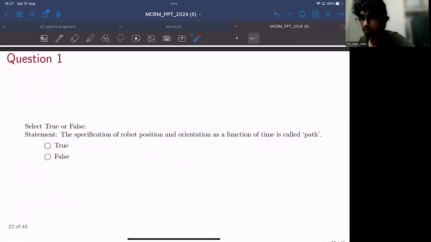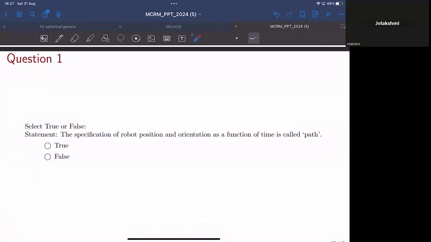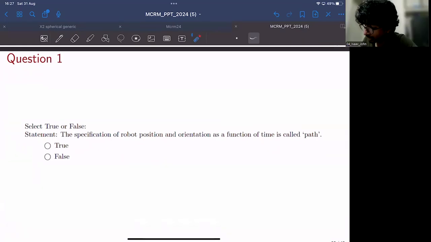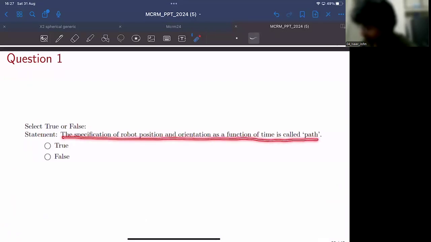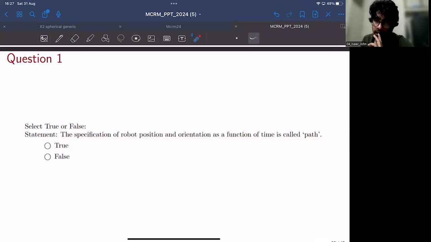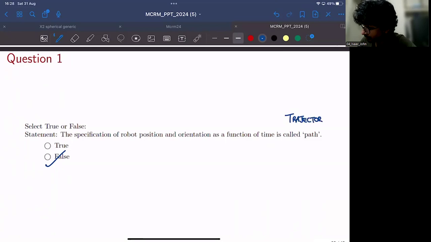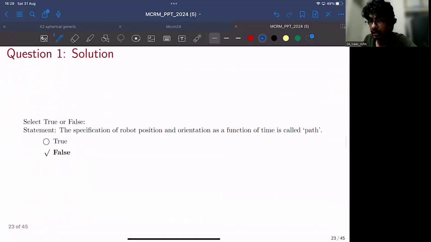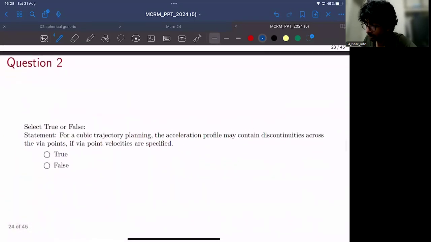We have 12 questions, so most of them are pretty much non-numerical. So the first question is: the specification of a robot position and orientation as a function of time is called a path. That's false. That is indeed false. It's actually called a trajectory. That is correct. Yes.